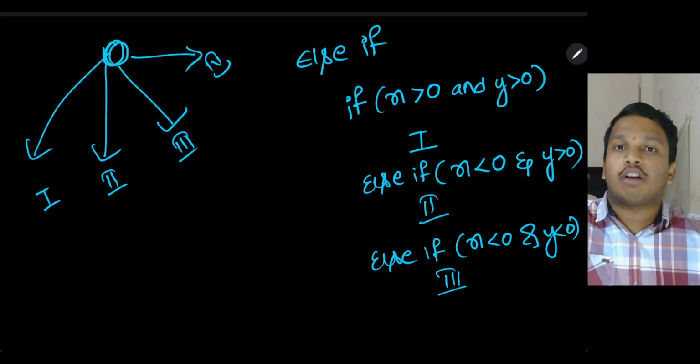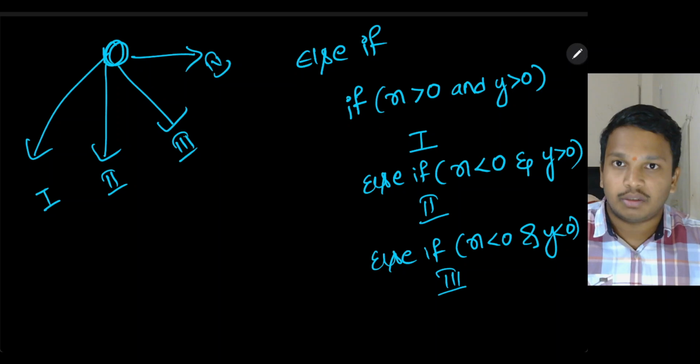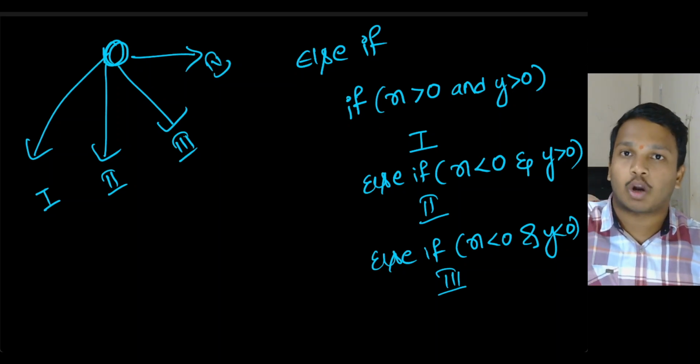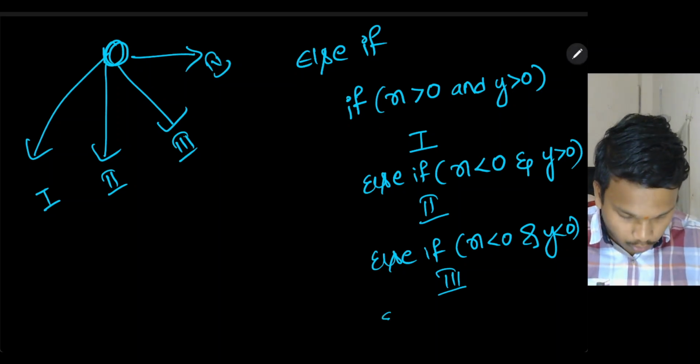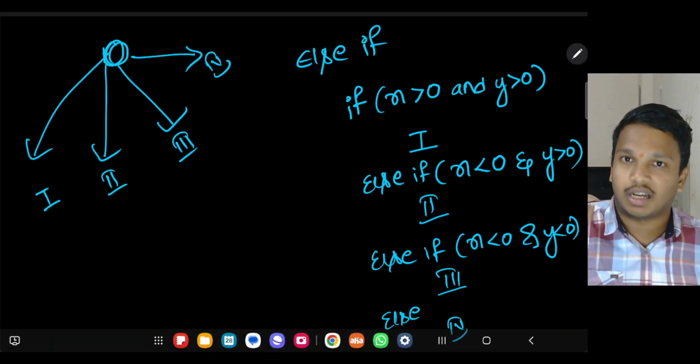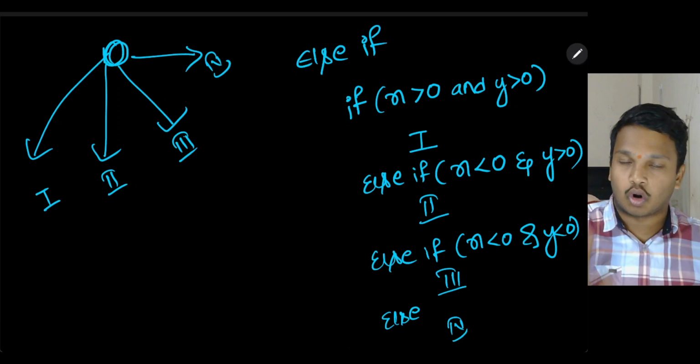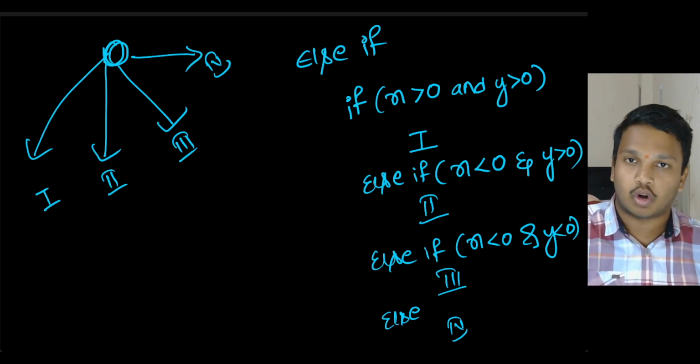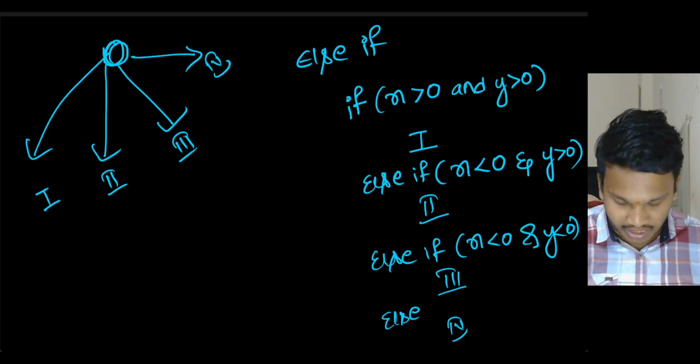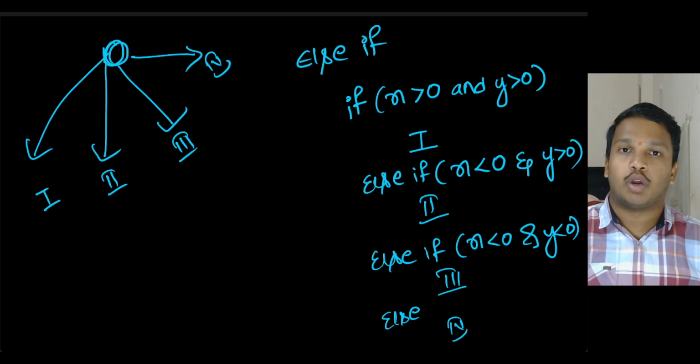If the three conditions fail, then automatically the quadrant is number 4, right? No need to check again. The answer must be one out of 4, one is definite. If first, second and third quadrants are wrong, then automatically the fourth quadrant is the answer. In this way we are going to write the program.